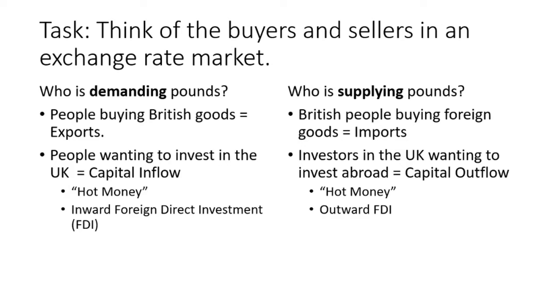This is called capital outflow. Again, it can be referred to as hot money. So hot money can be part of this capital outflow, or it could be outward FDI. If an investor wanted to build a factory in, say, the US or China, they would have lots of pounds in their pocket, but they want to be able to buy the Chinese yuan or the US dollar in order to build that factory.